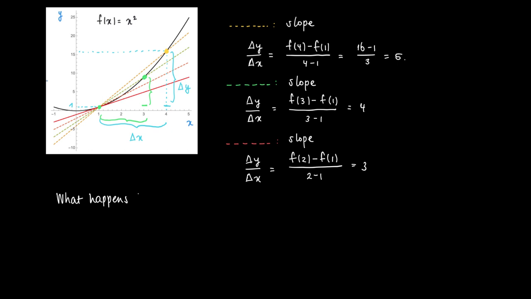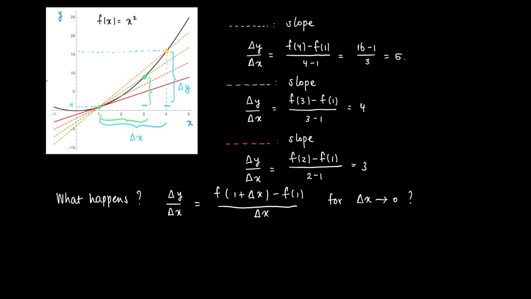If we let delta x go to 0, what happens with the change in y value relative to the change in x value? This change is given by f(1 plus delta x) minus f(1), divided by delta x. So we propose a limiting procedure.